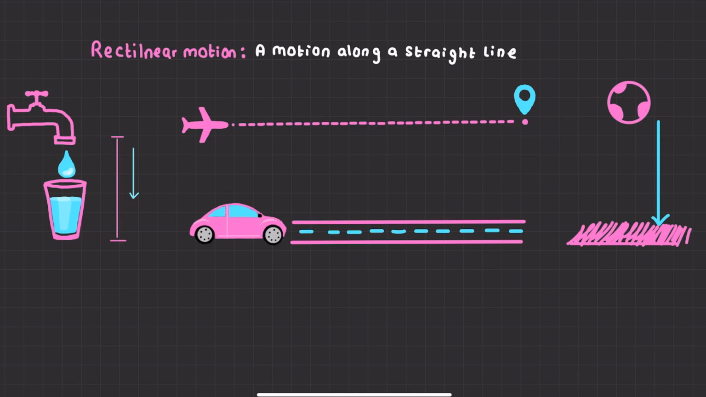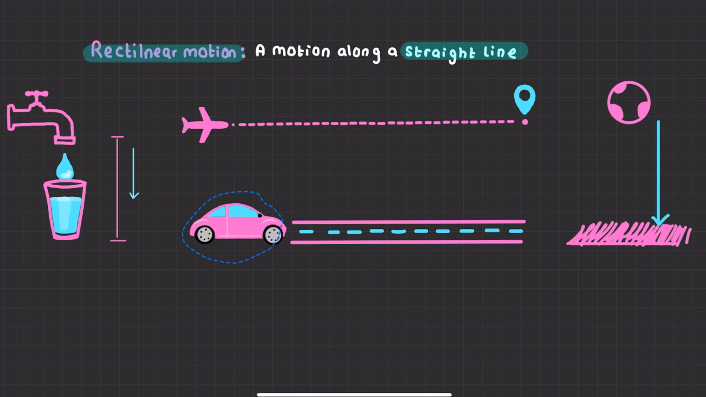Hello everybody. Today we'll be covering rectilinear motion under motions of particle. Rectilinear motion is a motion along a straight line or a path. For example, we have this water rushing out of a tap. The water is moving straight down, following a straight line like this, hence it's undergoing rectilinear motion.